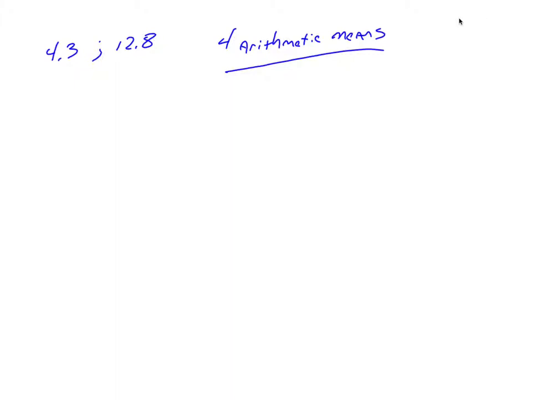They're saying that if I have 4.3 and I've got 12.8, that means there are 4 numbers in between those two that make an arithmetic sequence. Okay? So I've got 4.3 here, another number, another number, another number, another number, and then I've got 12.8. I want to find those 4 numbers in the middle that make up an arithmetic sequence. So, any thoughts on how we want to do this?